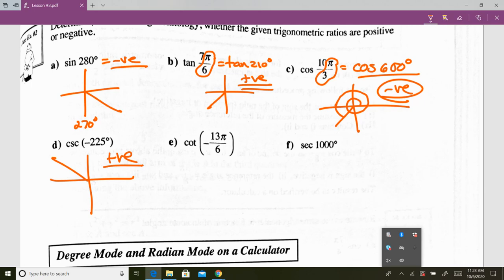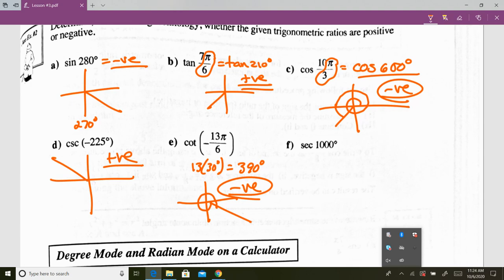Cotan, 13 pi over 6. Oh, this is a gross number. What's pi over 6? 30 degrees. I've got 13 30-degree angles. It's 13 times 30, 390 degrees, but it's negative, right? So where do we end up? Quadrant 4. Because we went this way, there's 360, another 30. So we're sitting there. Cotan, so it's tan. What's tan in the fourth quadrant? Negative, so cotan's negative.